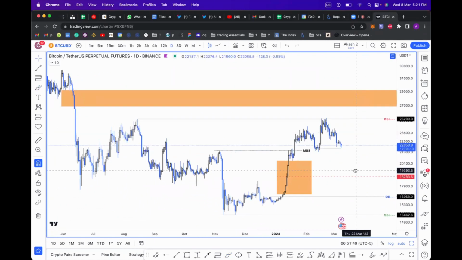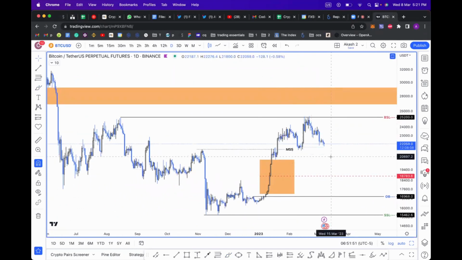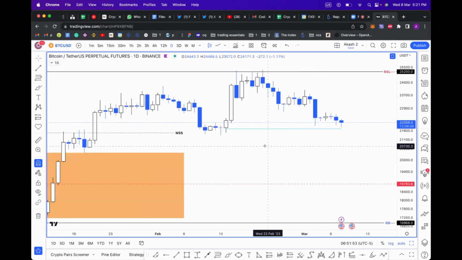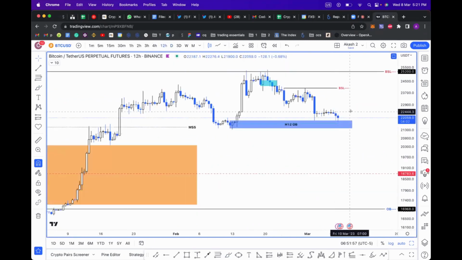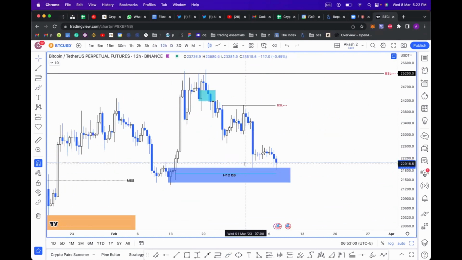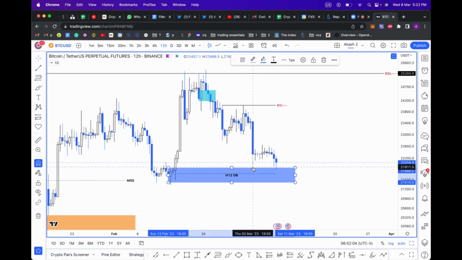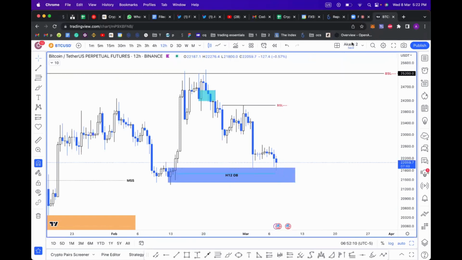On a daily time frame, nothing's changed. The MSS is still here. Something's happening here as well. On a 12-hour time frame, you can see a few things start to change. Currently, we have this 12-hour order block here, which was retested once on 2nd March and retested today, yesterday, 7th March.